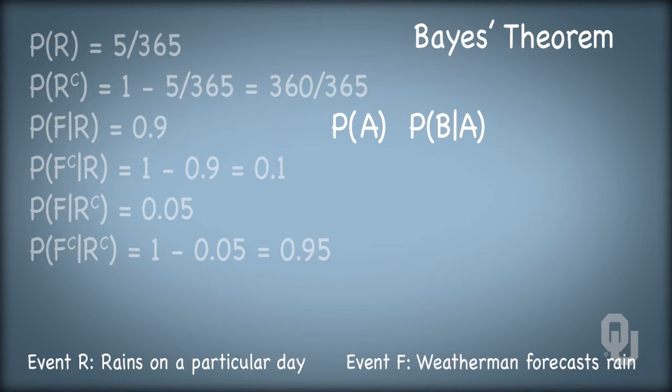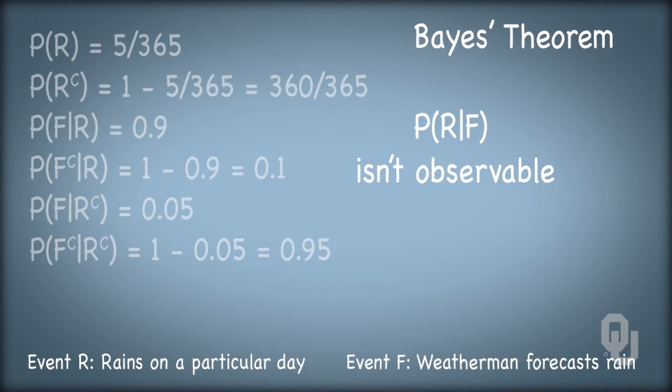And we ultimately want to know the probability of A given B, the probability of the event, given that the forecast told us that the event would occur. Here, the probability of A given B, or in this case, the probability of R given F, the probability that it will rain when we have a forecast of rain, isn't observable. We only know how often it rains in general and how good the weatherman is at forecasting rain and no rain. Let's implement Bayes' theorem to solve this problem.